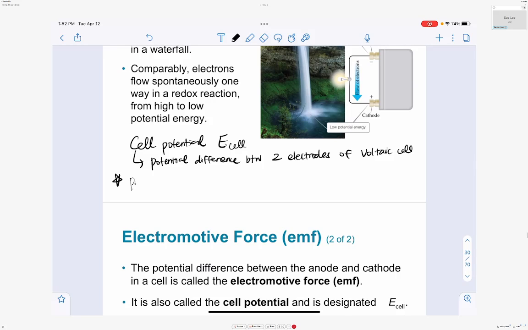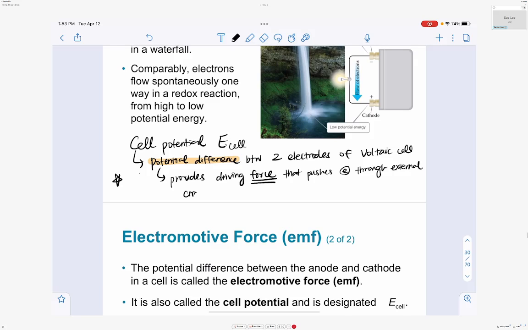This potential difference provides driving force that pushes electrons through the external circuit.